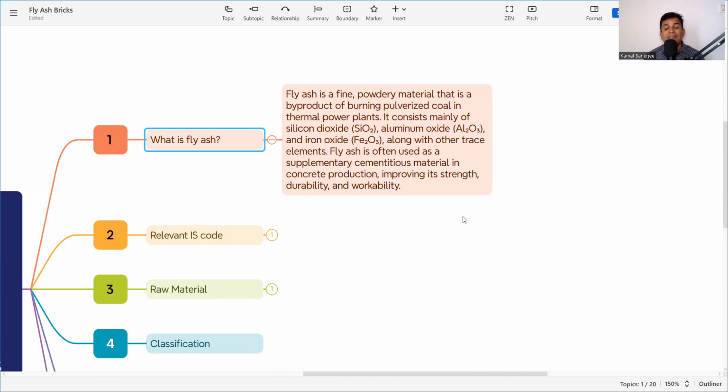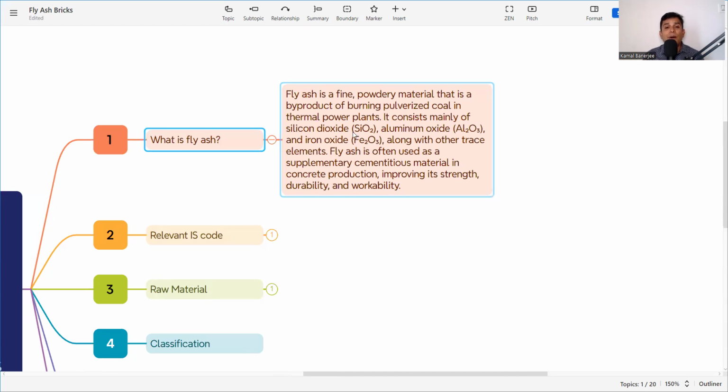So what is fly ash, how is the fly ash produced, what is the effect on the environment, and how can we minimize the effect of fly ash on the environment? I made a detailed video on this. Please check here or in the description. You will get the full information about the fly ash production and everything.